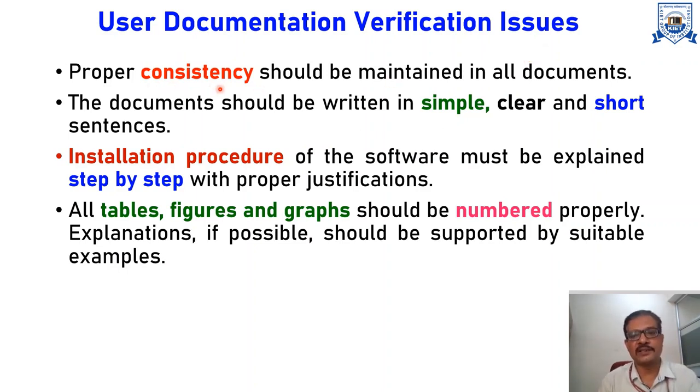One is consistency. Whatever documents are there, consistency should be maintained across all of them. The document should be written in simple, clear and short sentences. The installation procedure of the software must be explained step by step with proper justifications. So instead of writing in a paragraph, you have to give it in detail, step by step, like step 1 do this, step 2 do this, step 3 do this, like this. All tables, figures and graphs should be numbered properly. Explanations, if possible, should be supported by suitable examples.